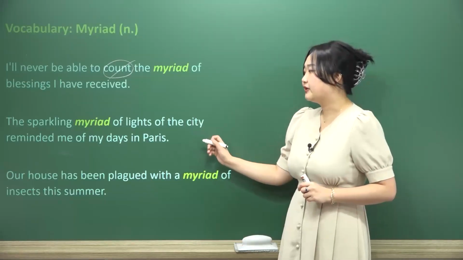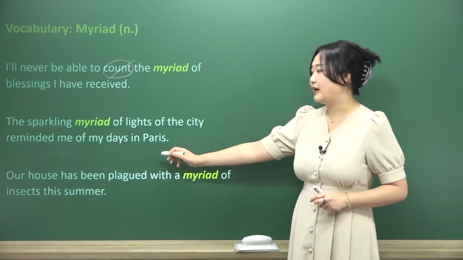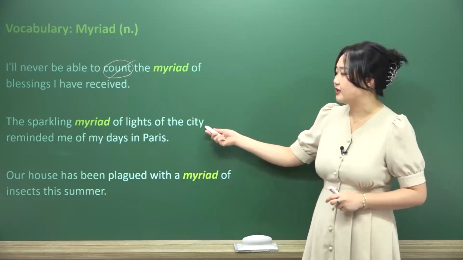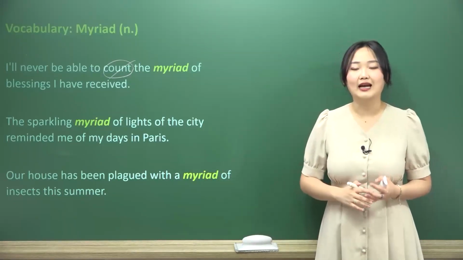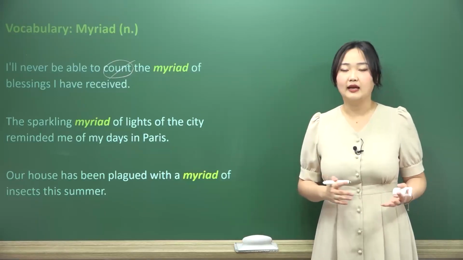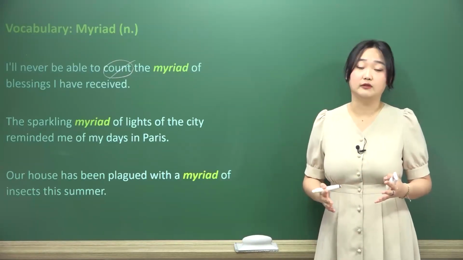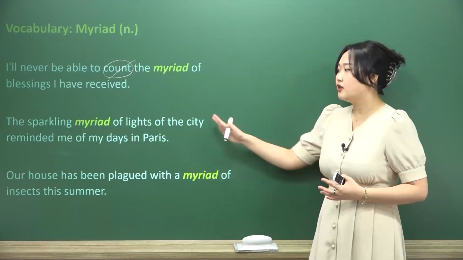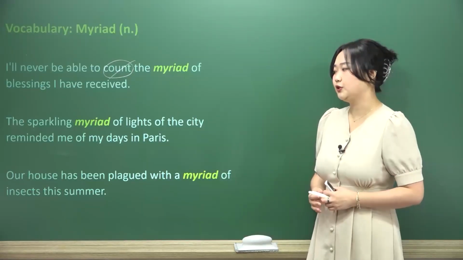The sparkling myriad of lights in the city reminded me of my days in Paris. They're in a city, they're looking out at night, and there's so many lights, they can't count it, but there's such a variety of them too, all spread out. Therefore, myriad is a really good word to use.